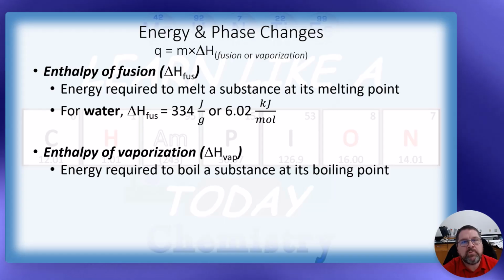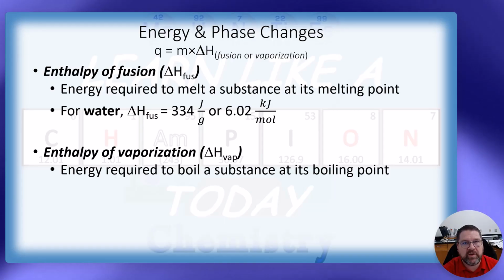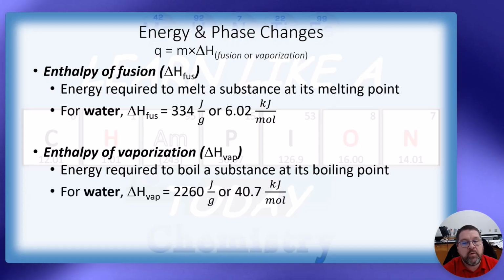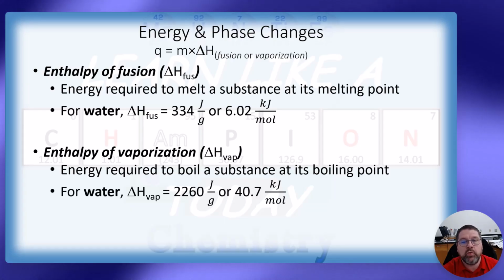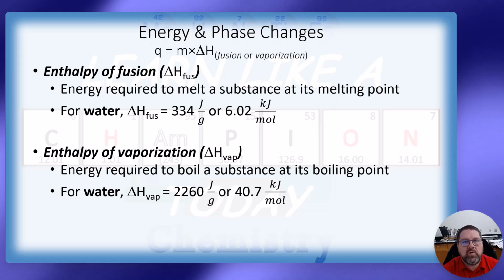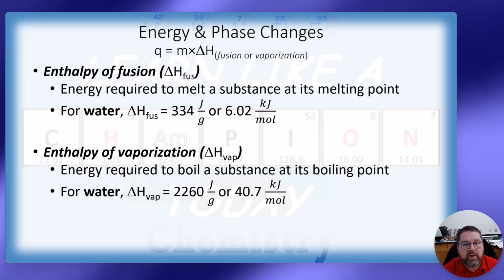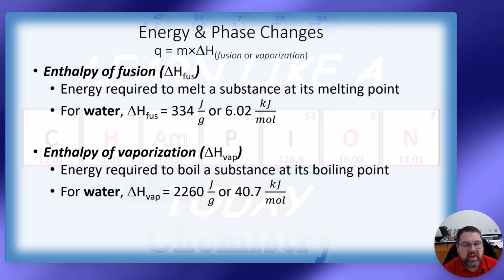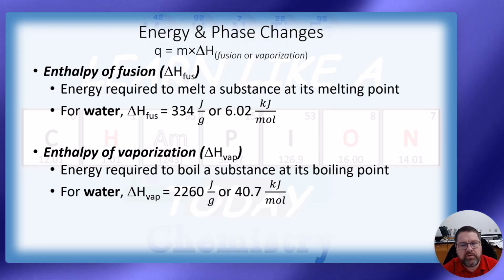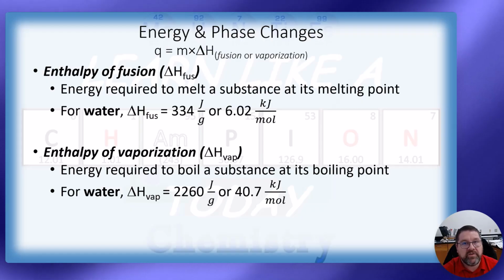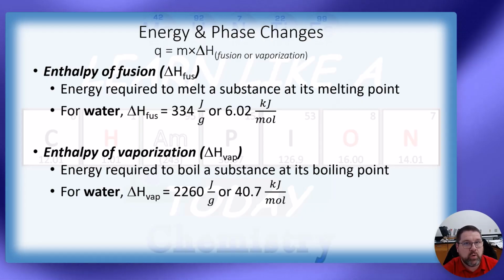Enthalpy of vaporization would be the analogous value for talking about the energy required to boil a substance at its boiling point. For water, the enthalpy of vaporization is 2,260 joules per gram, or 40.7 kilojoules per mole. And so if we think about some of the ramifications of this, one would be that why is it so much more energy to turn liquid water into gaseous water than it would be solid water into liquid water?